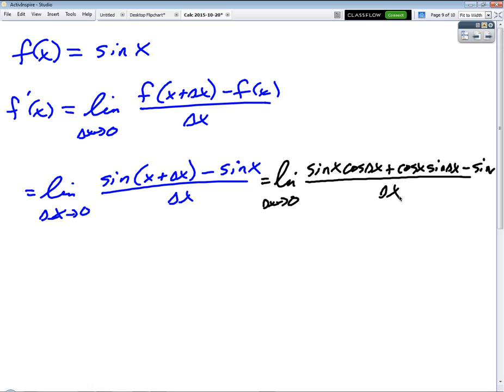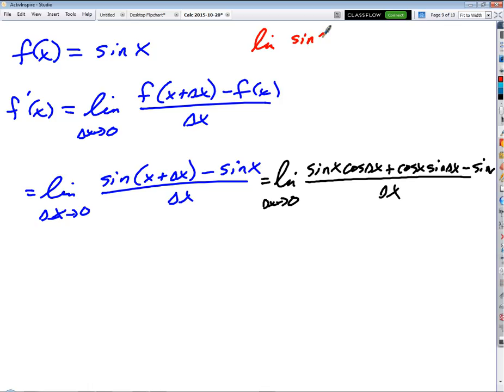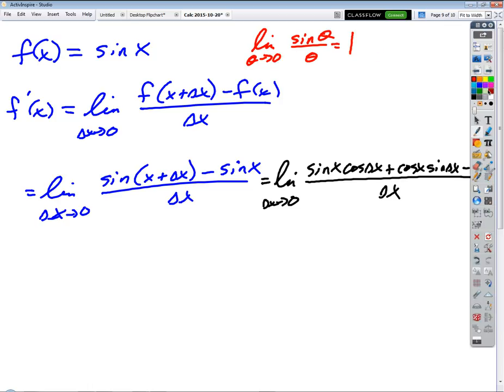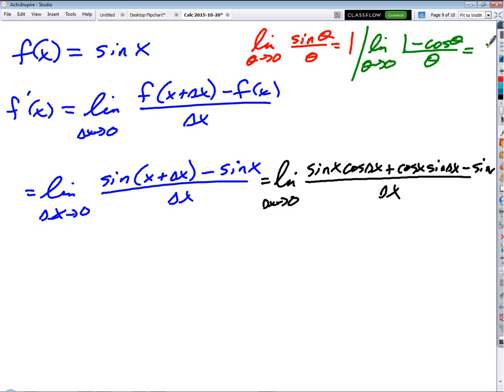Okay, but we do have some trig limits that we want to remember, right? We remember that the limit of sine theta over theta as theta goes to 0 is 1. And the limit of 1 minus cosine theta over theta as theta goes to 0 is 0. Okay, so that's big. Can we rearrange these terms in a way where we get something like that?